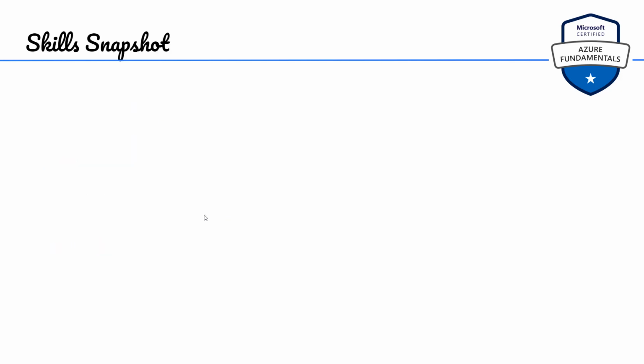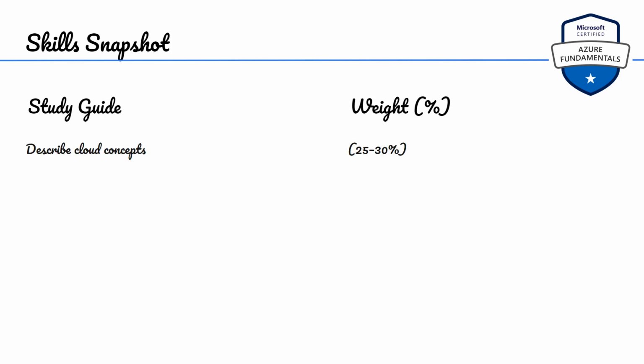Next is the skills snapshot. Let's discuss the key skills you'll be honing throughout the Azure Fundamentals journey. This includes the study guide and the weight each area carries. The first one is cloud concept mastery, which takes 25 to 30% of the weight. In this, you are going to acquire a solid understanding of fundamental cloud computing concepts. Then you are going to explore how cloud technologies have revolutionized business strategies.